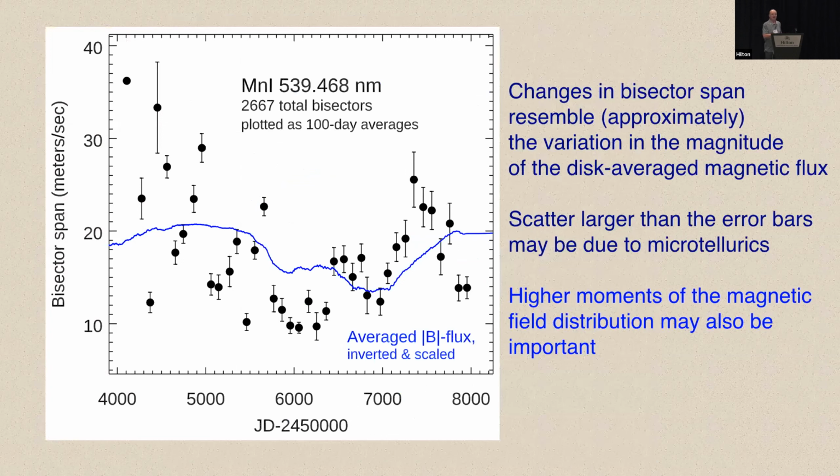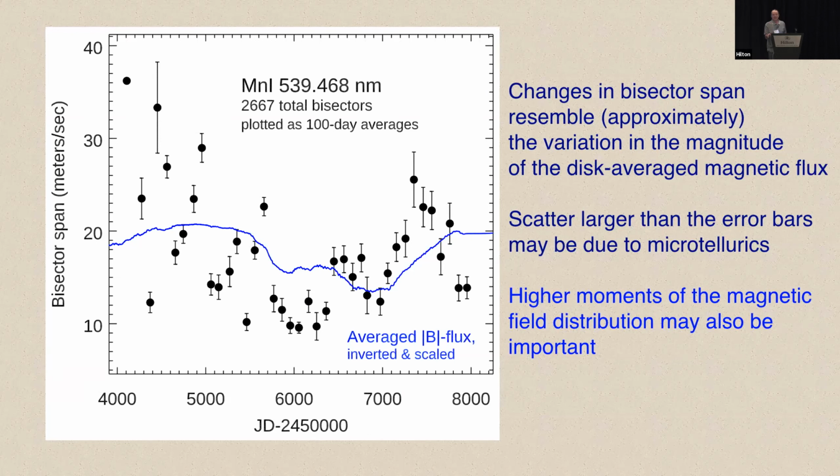Here's the manganese line at 539.5 nanometers. This line has a lot of hyperfine structure. And that hyperfine structure combined with its Zeeman sensitivity makes the width of the line profile much more sensitive to magnetic effects than other lines. It also shows a similar effect, but it looks like there's an offset in time between the data and the average magnetic flux. It may be that higher moments of the magnetic flux are more important, not just the average, but how that average is distributed across the solar disk.